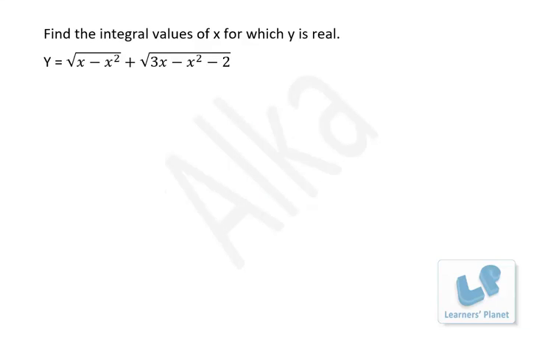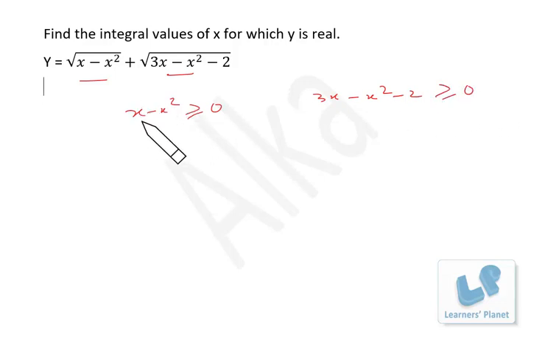Now find the integral values of x for which y is real. So since y is a combination of these two expressions, both of them should be greater than or equal to 0, right? Because both the expressions are under square root. So x minus x square should be greater than or equal to 0, and 3x minus x square minus 2 should also be greater than or equal to 0.